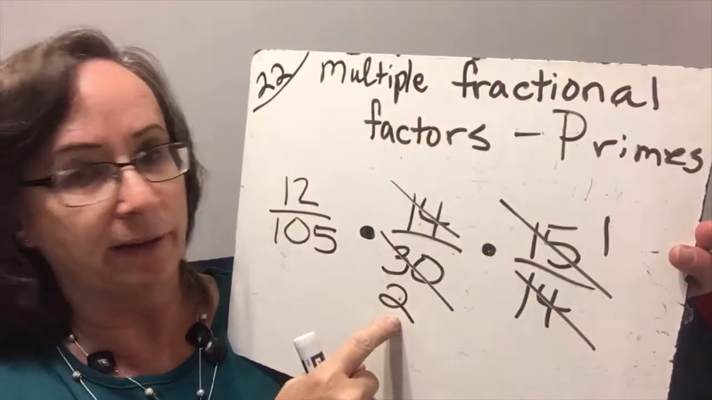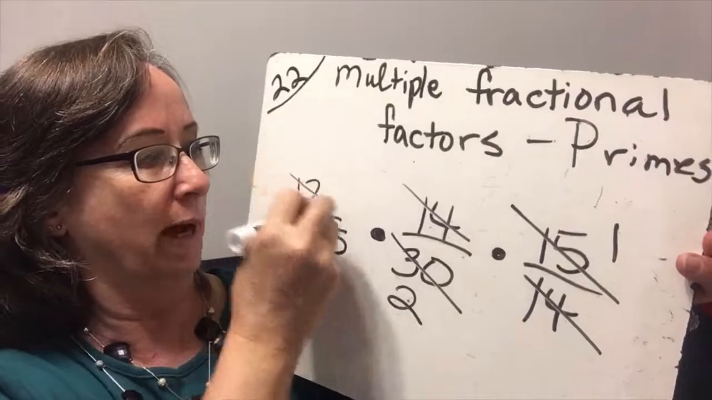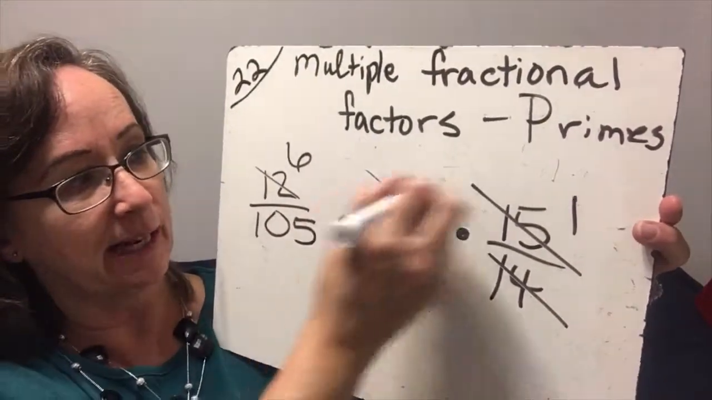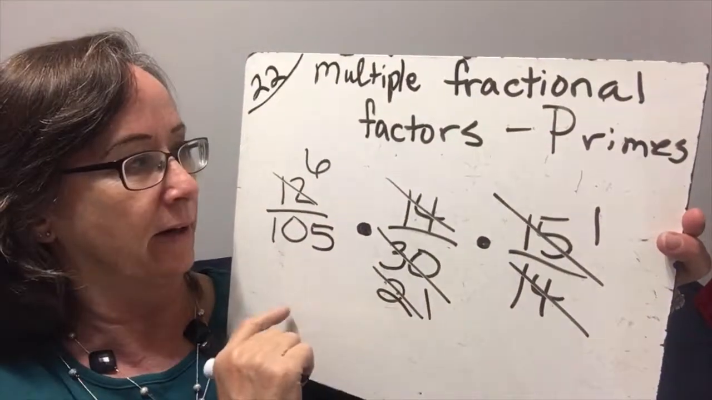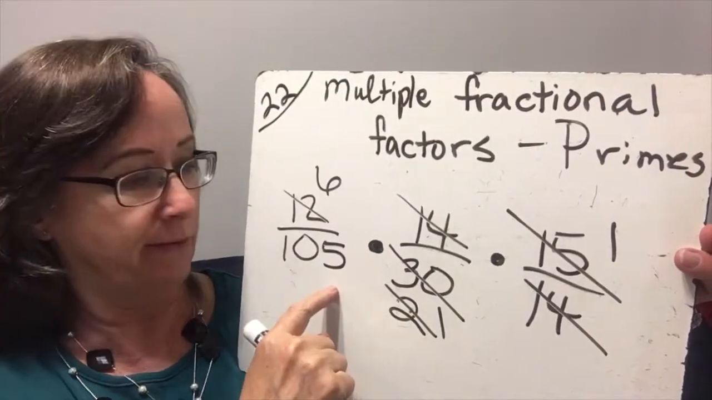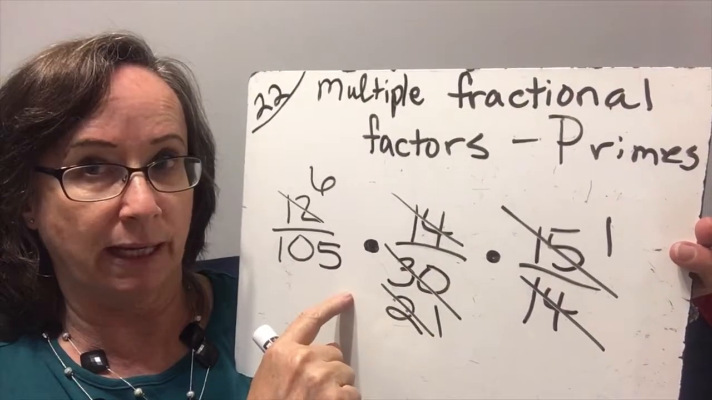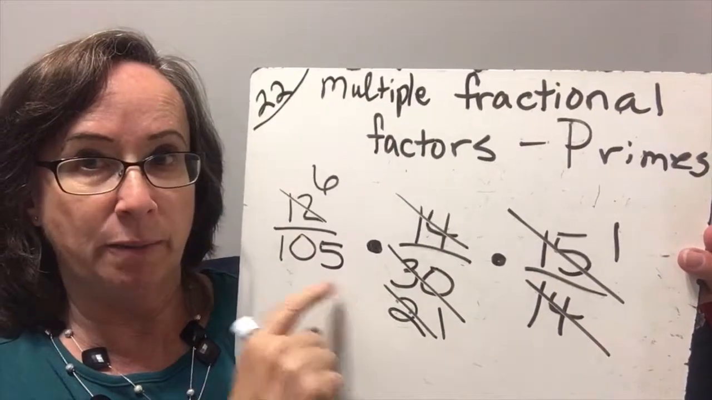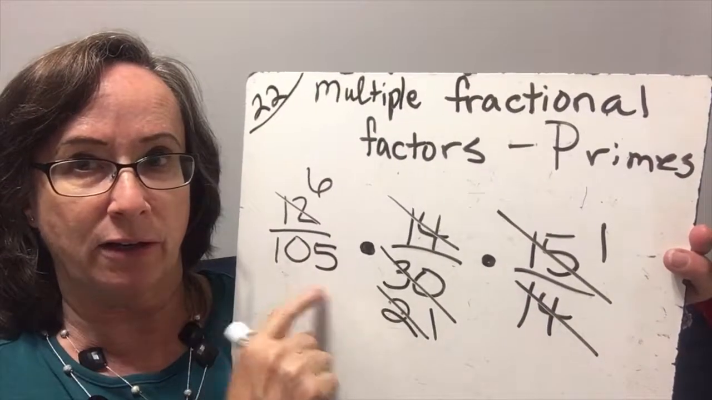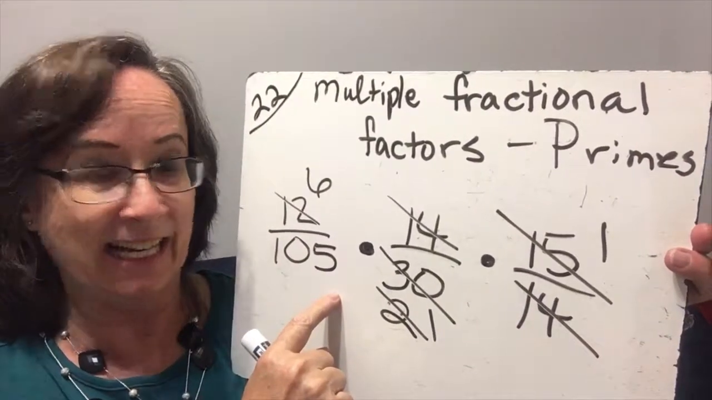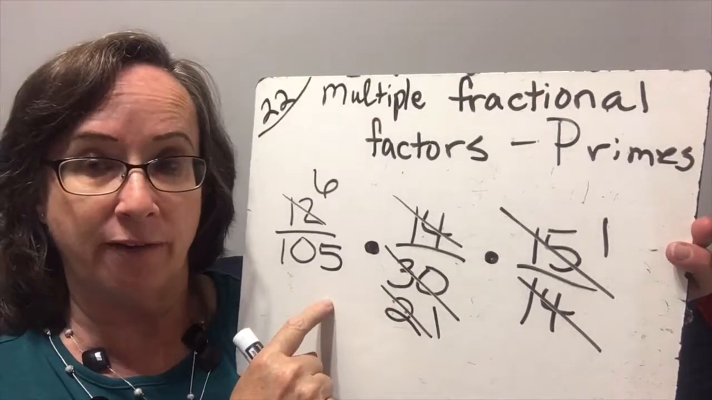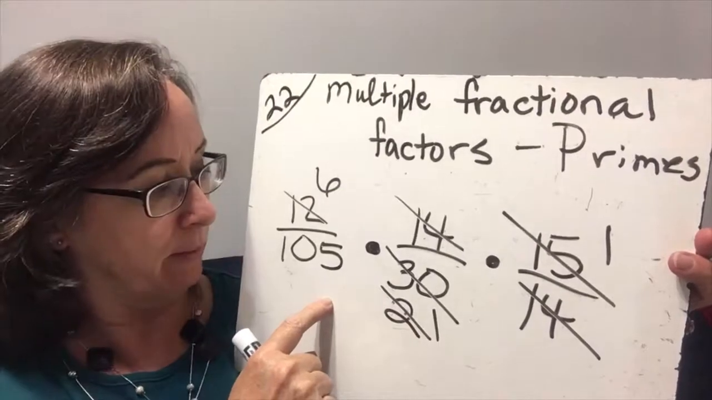Now the 12 and the 2, I can see right away that's going to be a 6 up here and a 1 down there. Notice that I've canceled everything out but this right here. So notice that 105 is divisible by 3. Can you see it? Remember our multiplication rules? If I add all the digits together, I get a 6. And 6 is divisible by 3, so that means 105 is also divisible by 3.